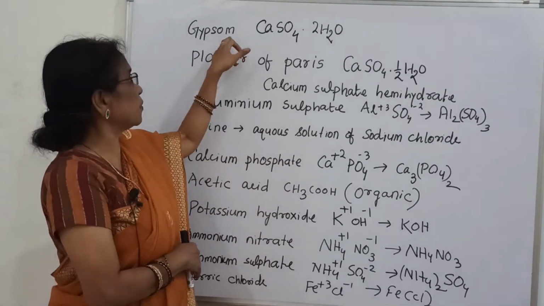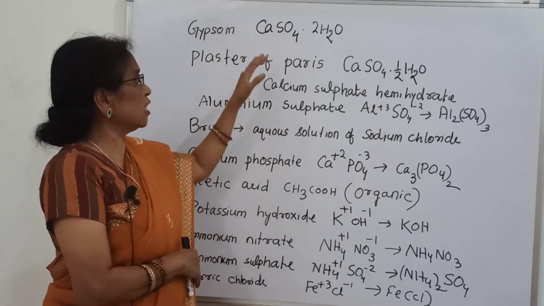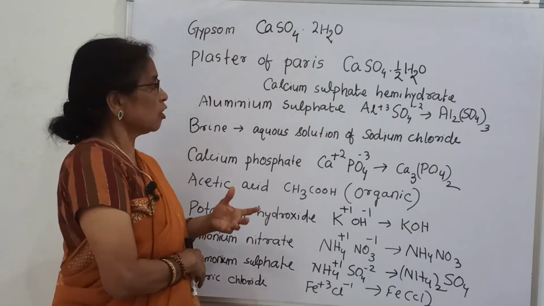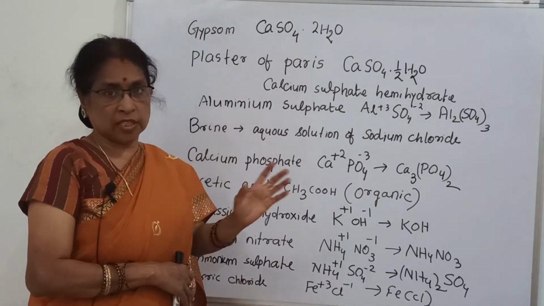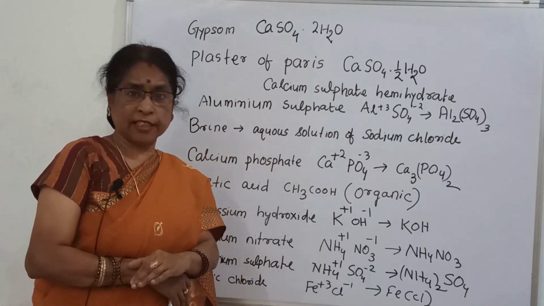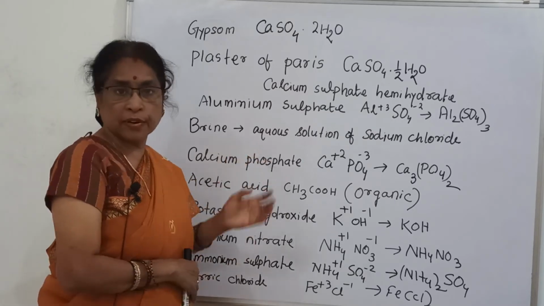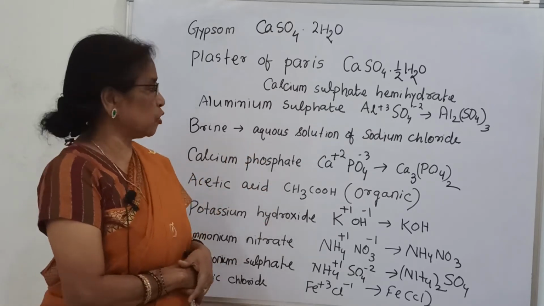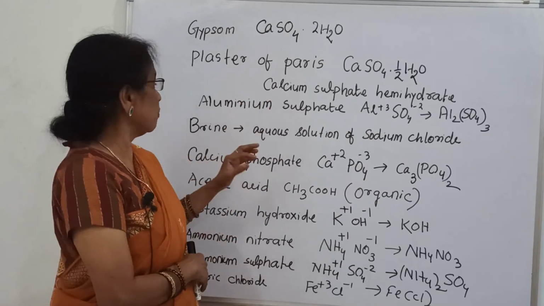Now again, gypsum means CaSO4·2H2O, 2 molecules of water, and this is used for the cement and building construction purpose. And plaster of Paris, that is half water with calcium sulfate, that is calcium sulfate hemihydrate, which is used for plastering of bone fracture and different type of structure preparation. That is statue structure preparation, it is helpful.